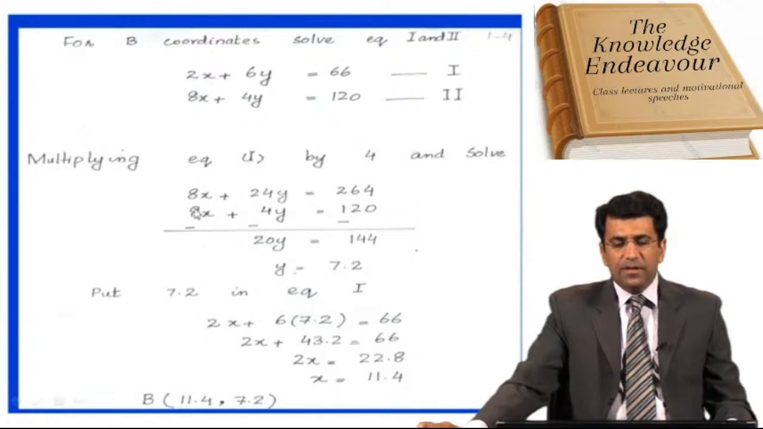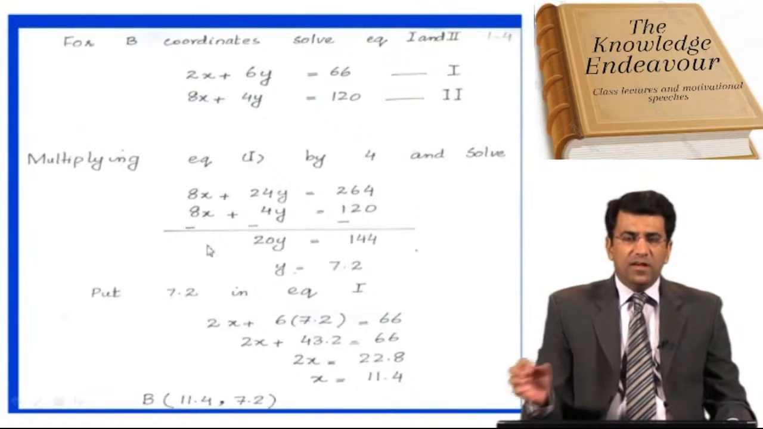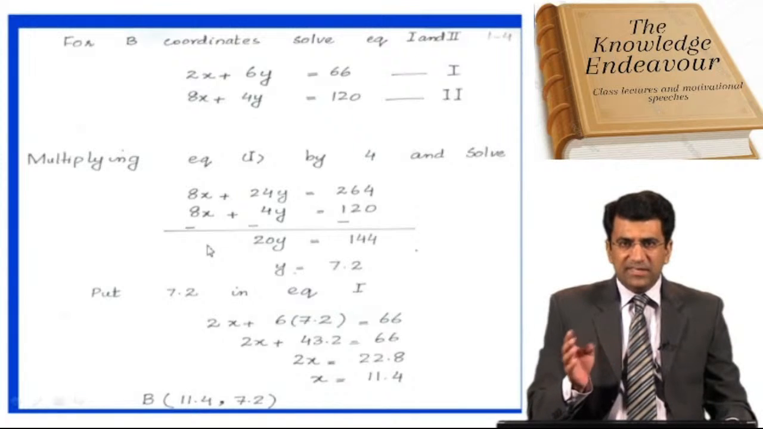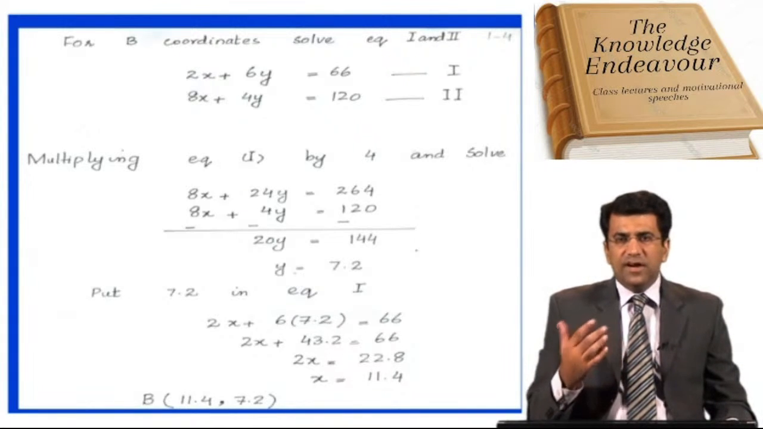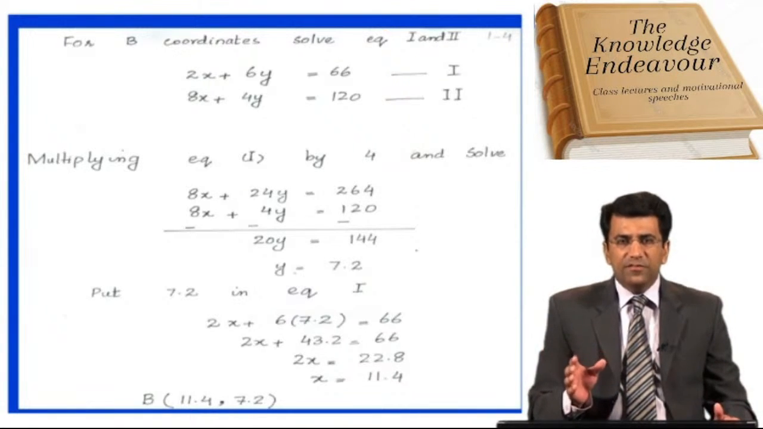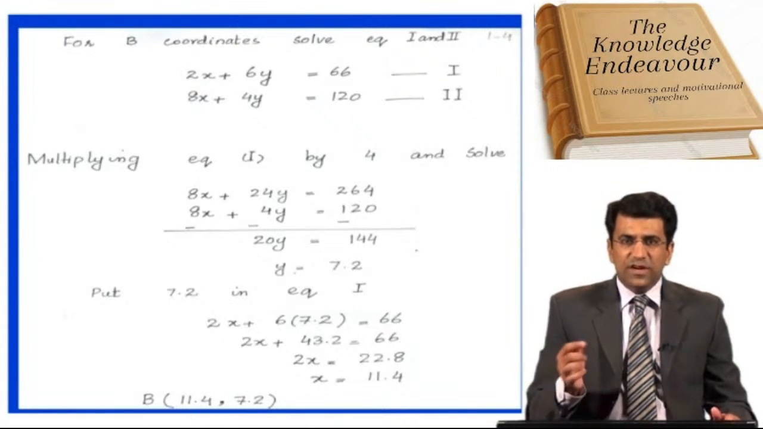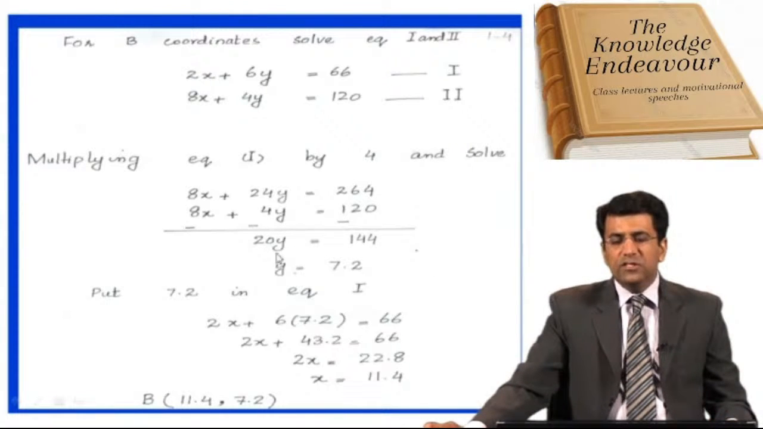Now class, in mathematics, if we multiply an equation on both sides, on the left hand side and on the right hand side, it doesn't make any difference. So we can always use this method to equate the coefficients of the variables by multiplying an equation on both sides. So we get 20y, as 8x minus 8x is cancelled, and 20y will be equal to 144, and finally the value of y will become 7.2.